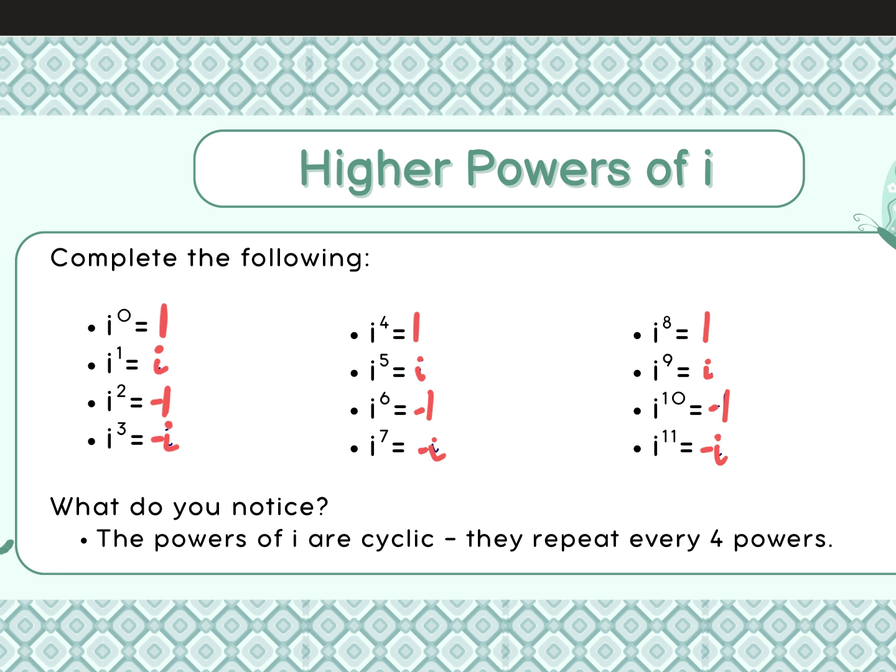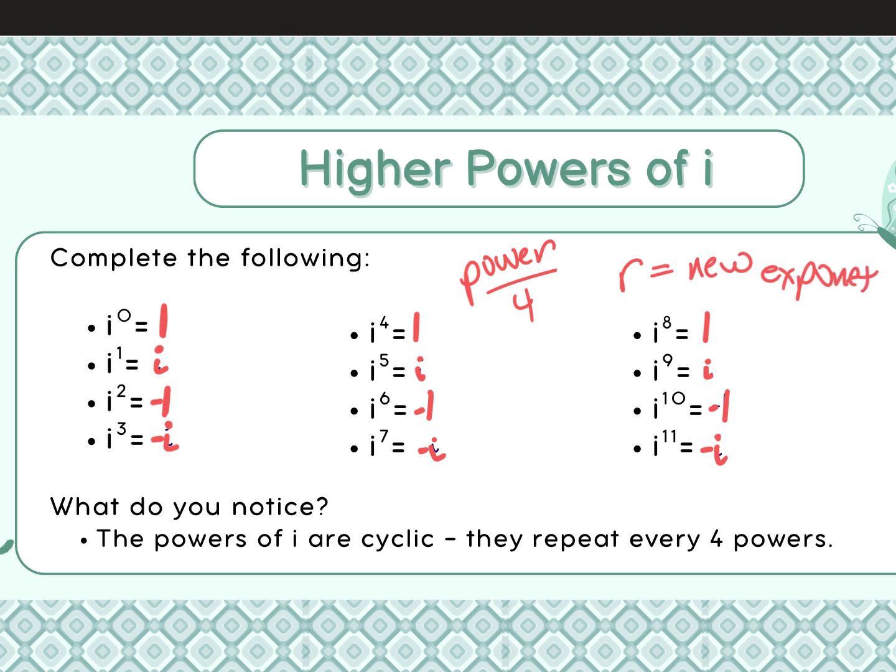Every 4 it changes, right? It goes 1, i, -1, -i. 1, i, -1, -i. So what method number 1 says to do is to divide, right? You're going to divide the power. So you're going to say power divided by 4. Whatever the remainder is becomes the new exponent.